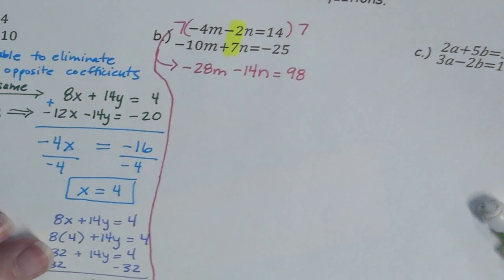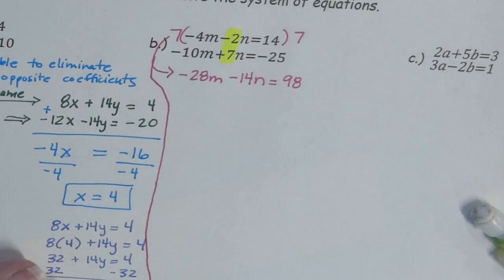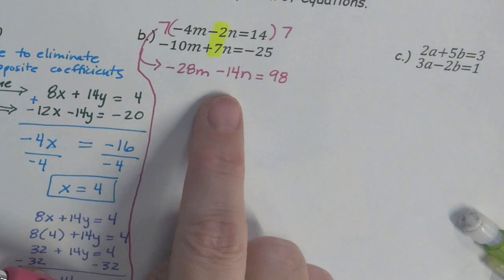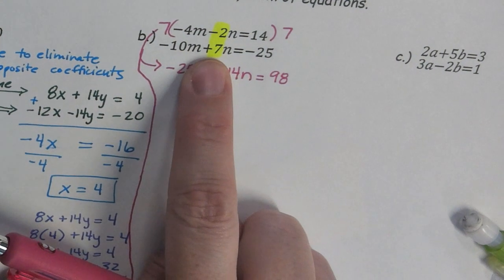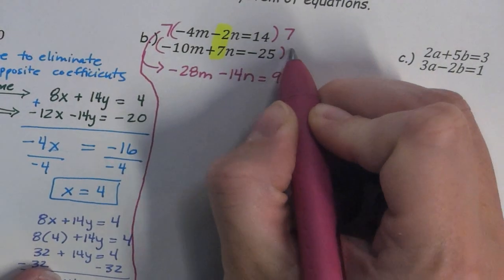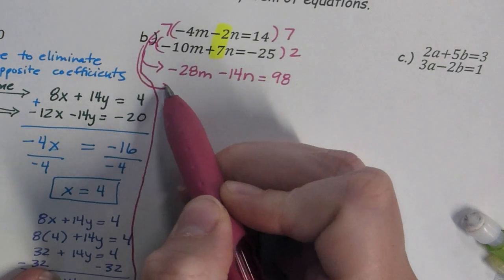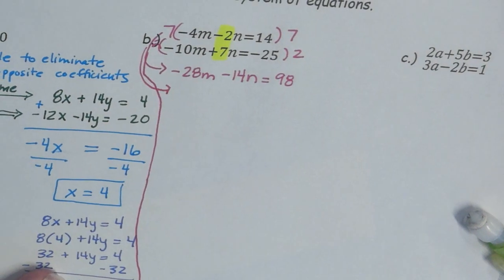How many of you did that same thing that I did? Multiplied by that. Okay, great. Okay, now you want these to cancel. So if this is 7, I want this to be a positive 14. So I'm going to multiply both sides by 2. I'm going to stack it up right underneath it.